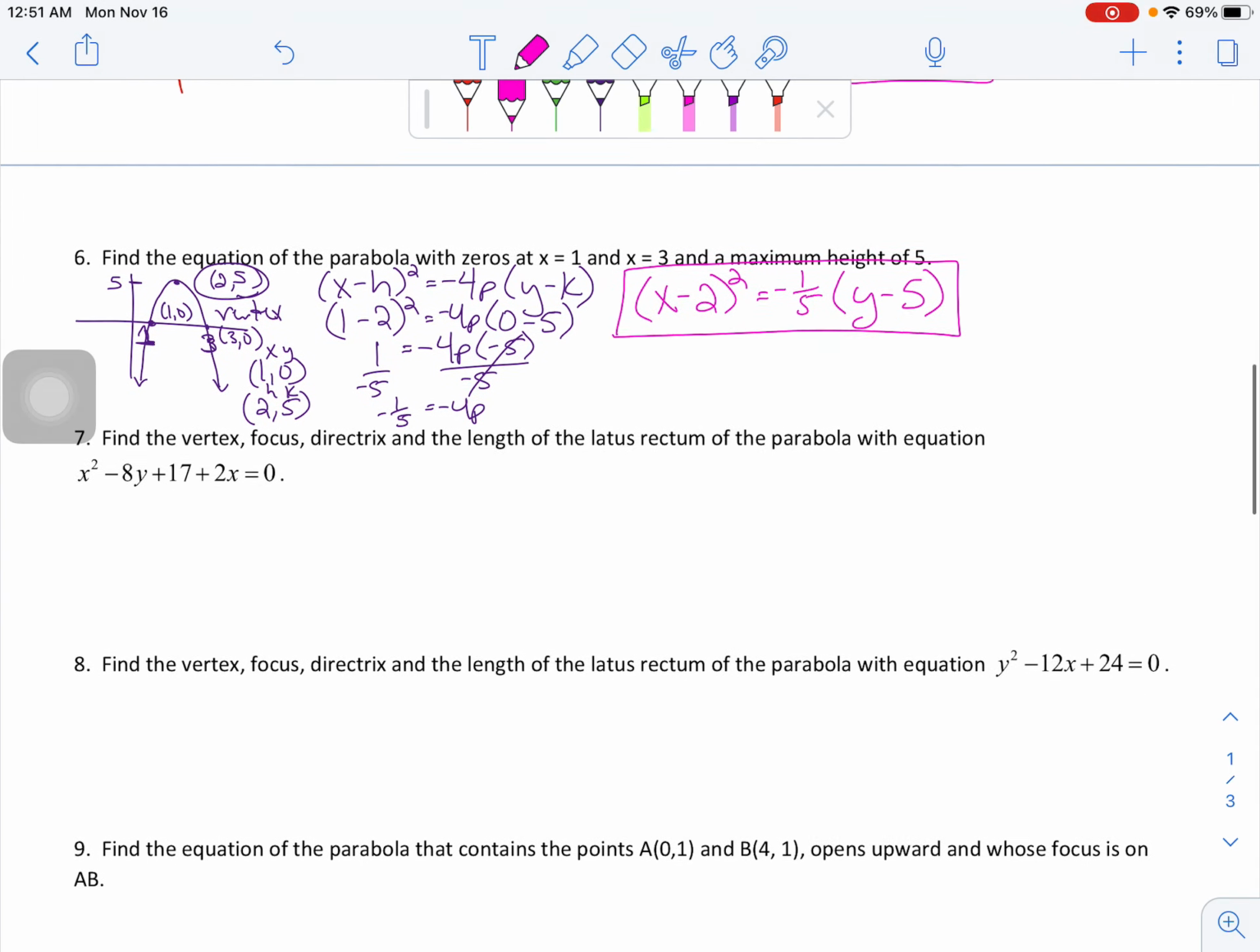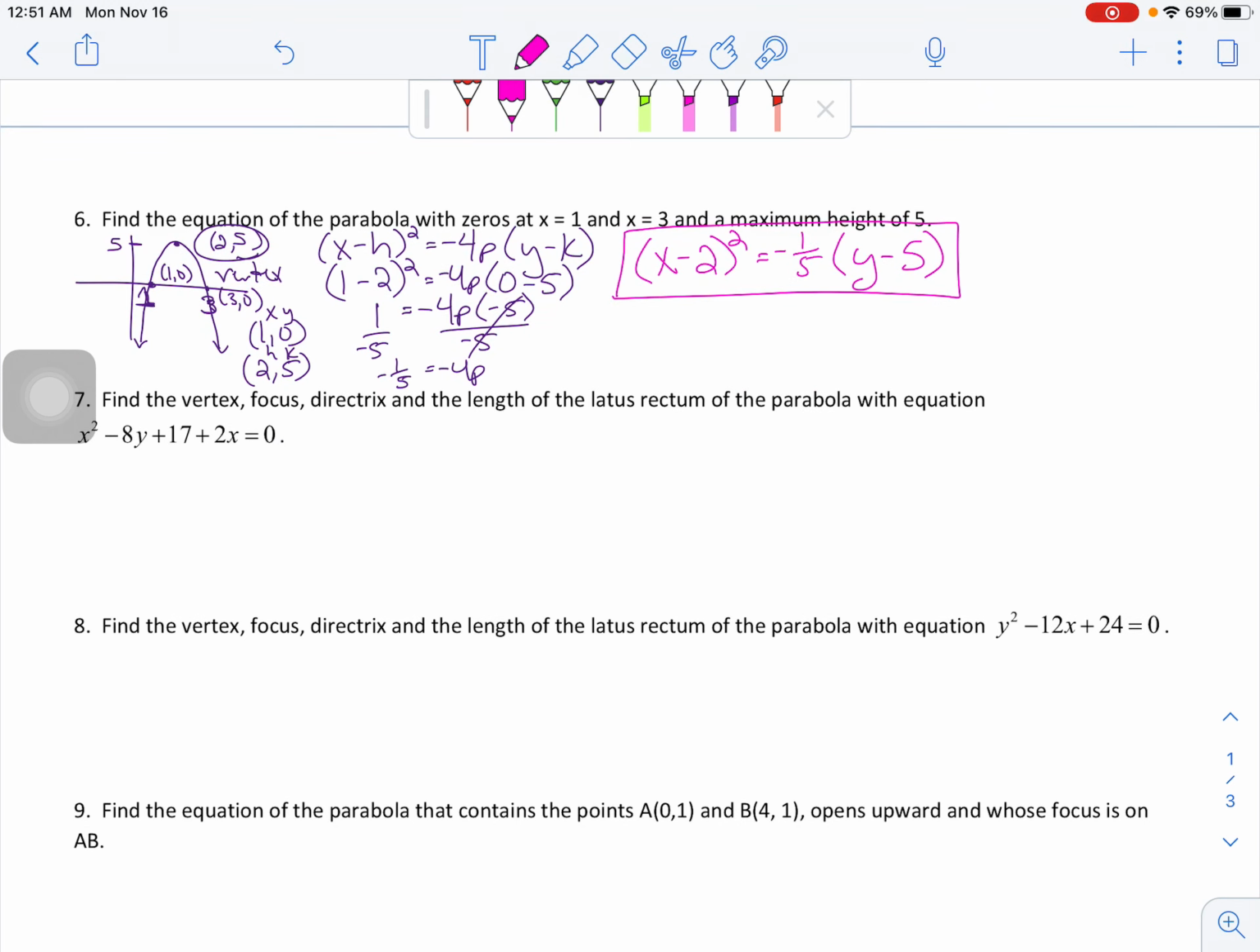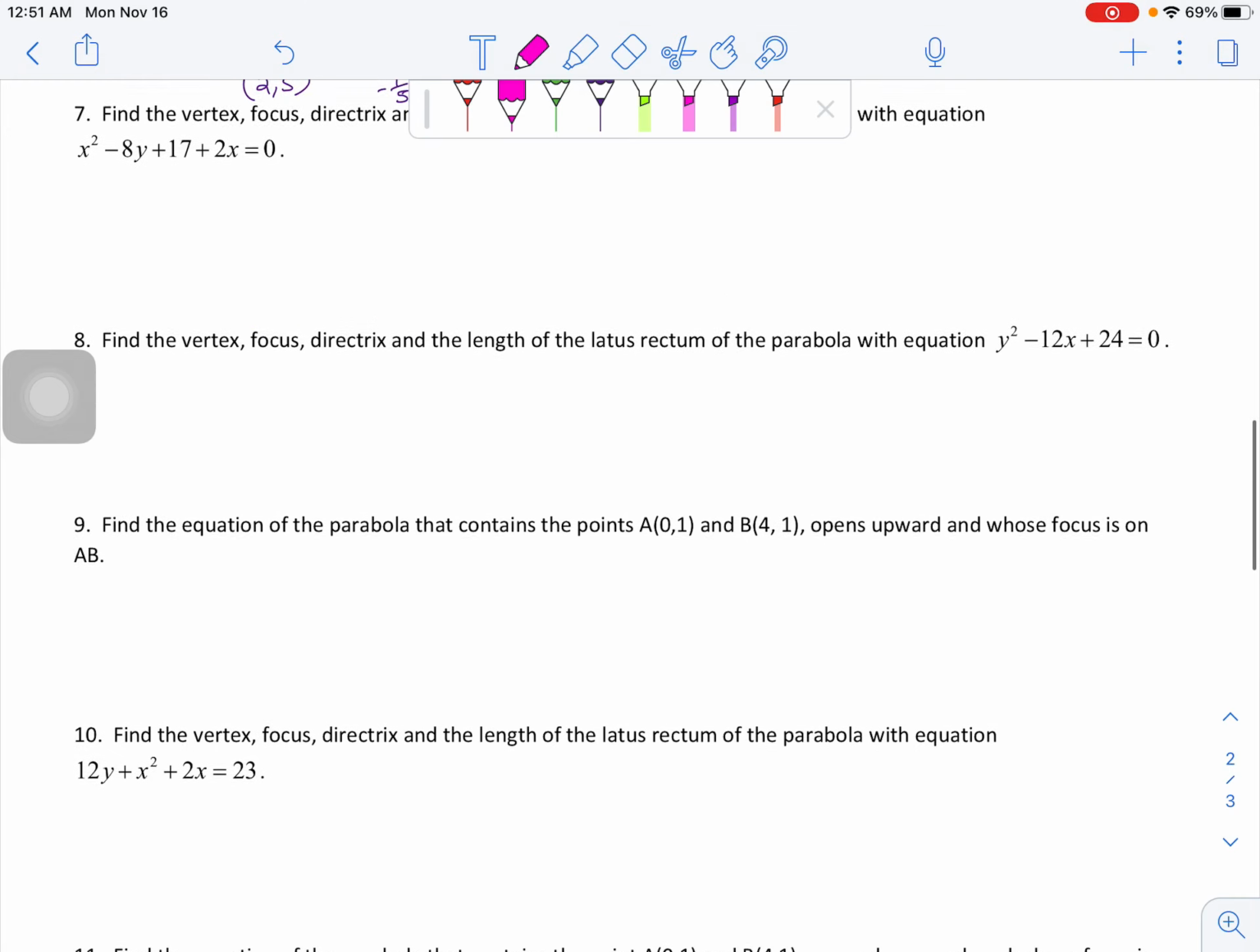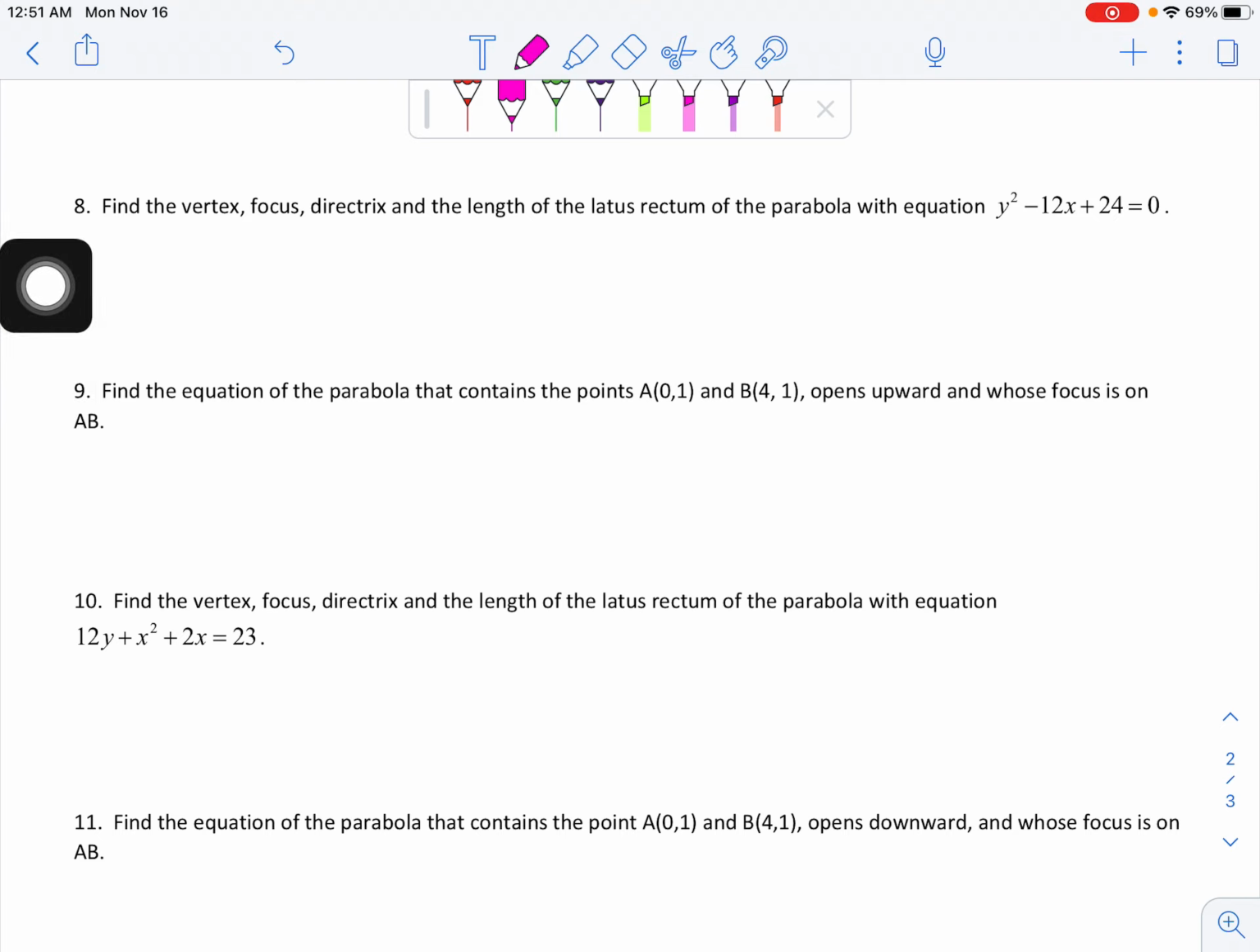All right, problem number 7 and problem number 8 are just like the problems on the front of the worksheet, the first page of the worksheet. So I will put the answers up in the answer key, but I'm not going to talk through those problems in this video. I'm going to go ahead and slide on down to problem number 9.